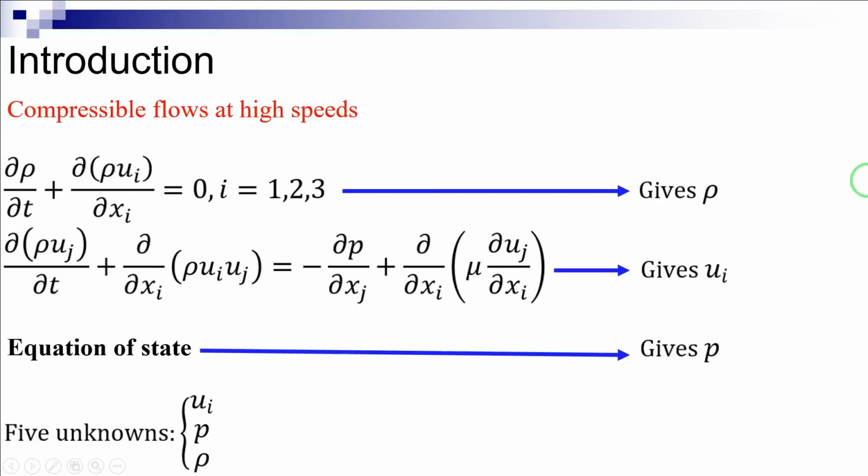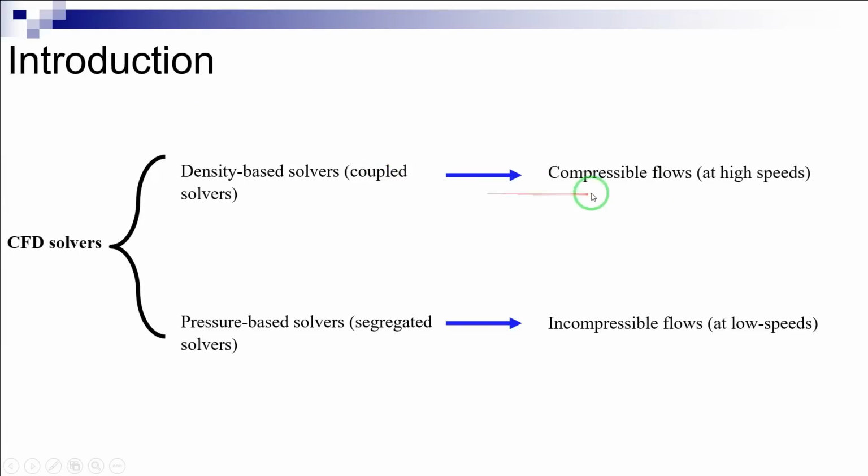In other words, for compressible flows, the continuity equation is a transport equation for density that, together with the internal energy equation, determines the pressure by the thermodynamic relationship of the ideal gas law. The density-based solvers are mainly used for compressible flows, which are encountered at high speeds. These solvers are also referred to as the coupled solvers.